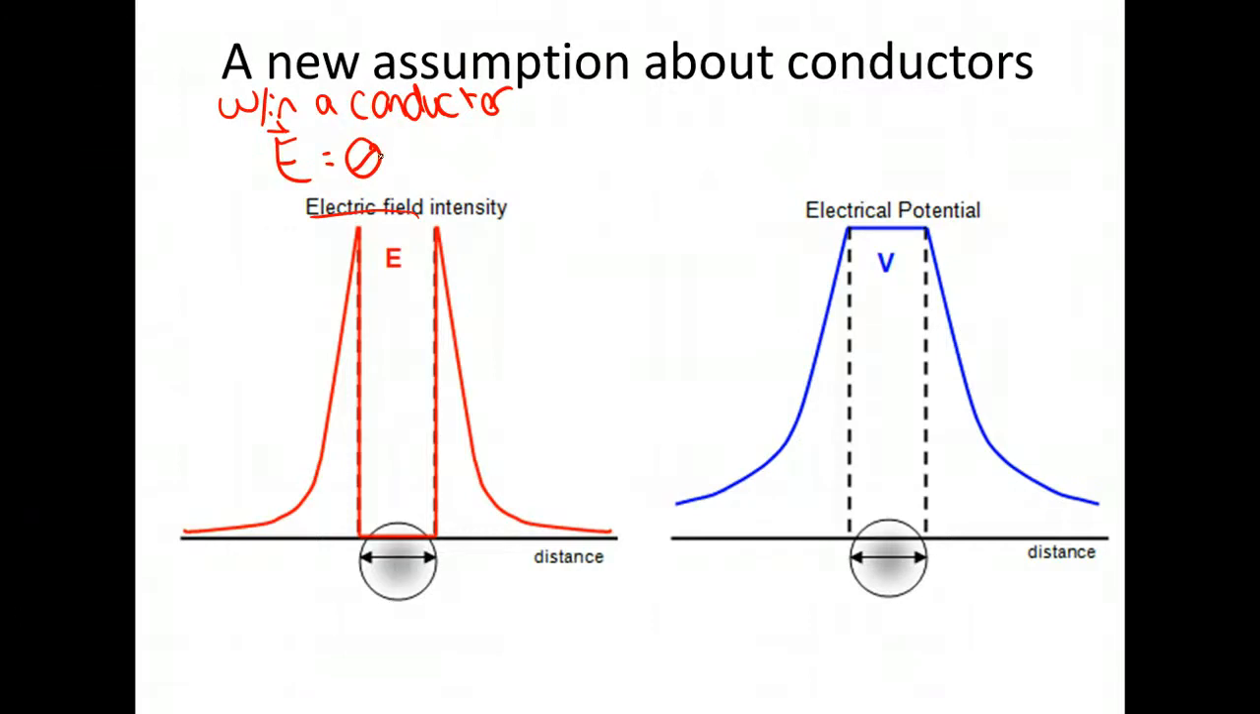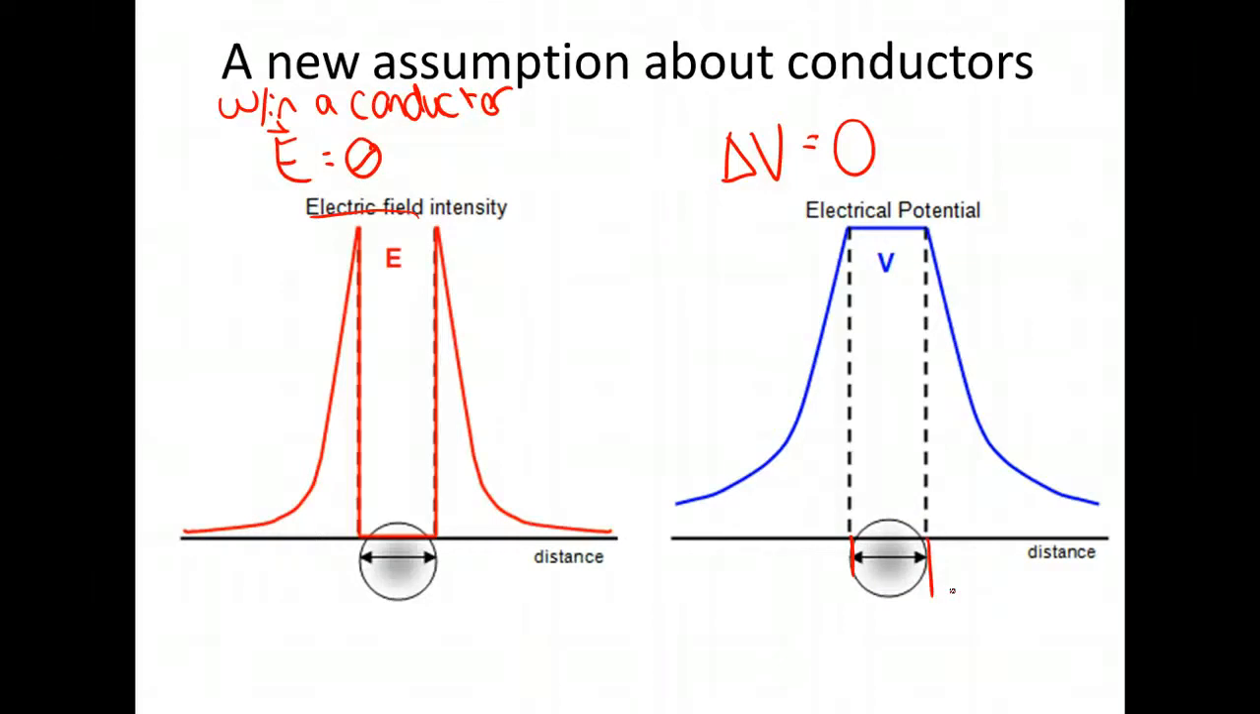I'm adding one assumption to conductors, which is that the electric potential in a conductor is the same. It's not zero, but it doesn't change as you move across the conductor. And so the delta V in the conductor, the change in the electric potential, is zero. Whatever the electric potential is when it hits the surface of that conductor, it's the same in the middle. It does not change.